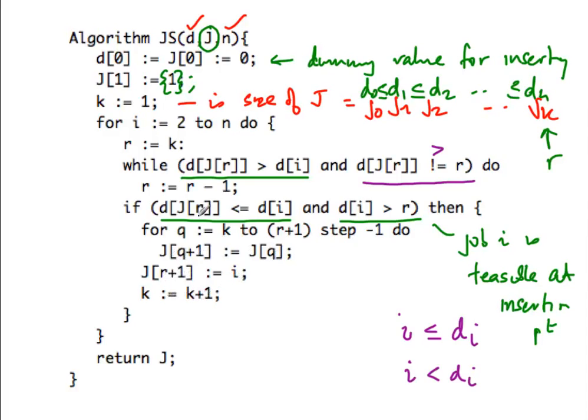Right? If either of these conditions fails, either I was not able to find a position, or at the position I have found the job I want to insert is not feasible, then I would skip this step and J will be unaffected. So I go through this for each job from 2 to n, and eventually I return the set J that I have constructed.